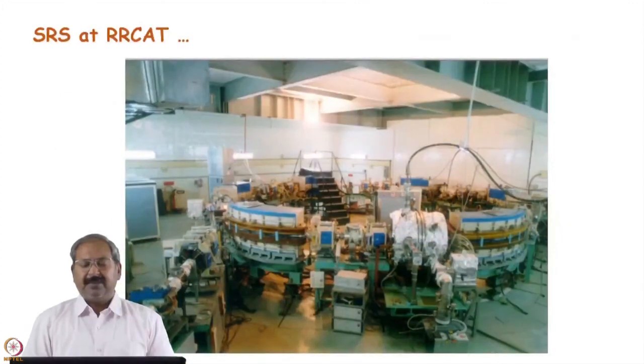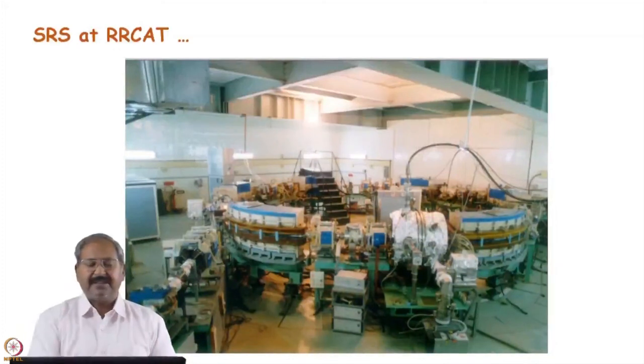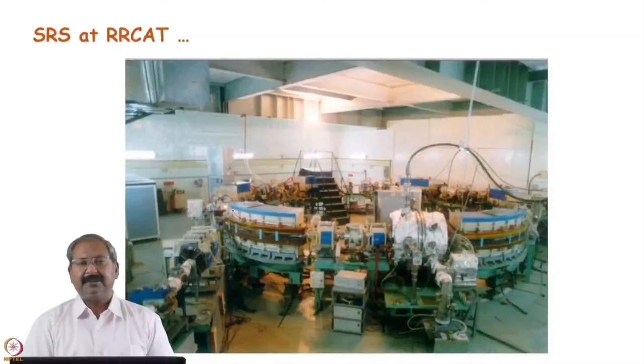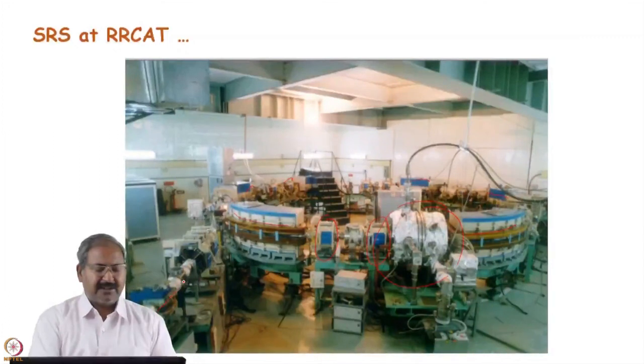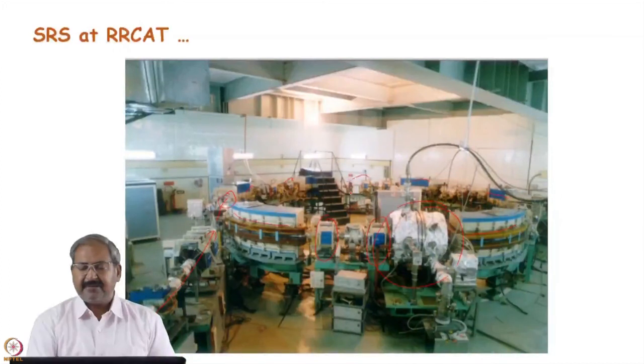This is a picture of the booster synchrotron. You can see that these are the dipole magnets. There are six dipole magnets, meaning six super periods are there in this booster synchrotron. This is the RF cavity, and these magnets are quadrupole magnets. And this is the transport line coming from the microtron. Beam is injected here, and beam is extracted from here, and it is going towards Indus 1 or Indus 2.